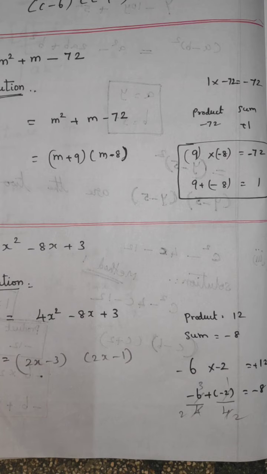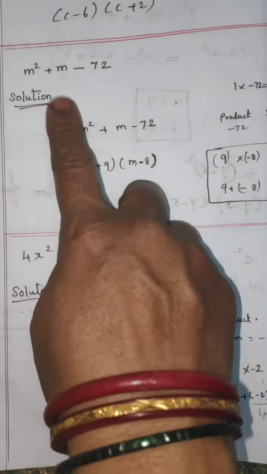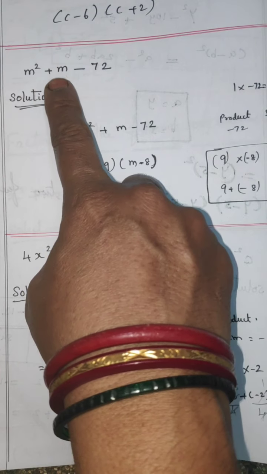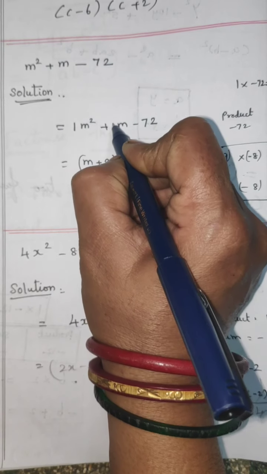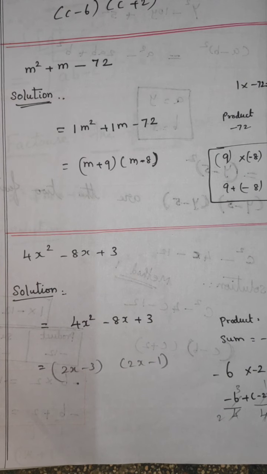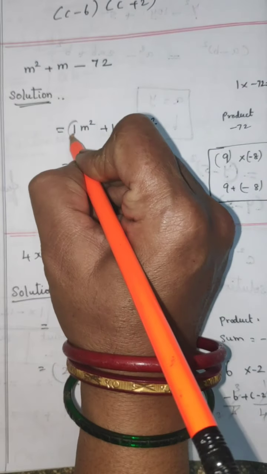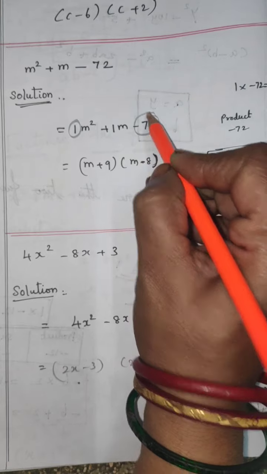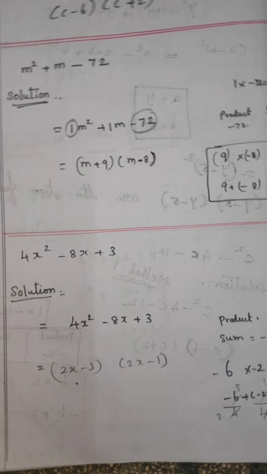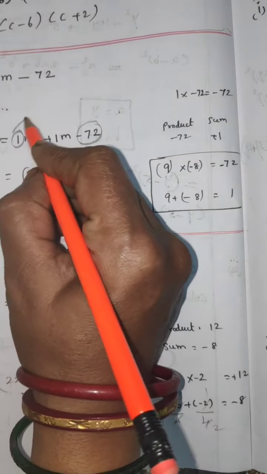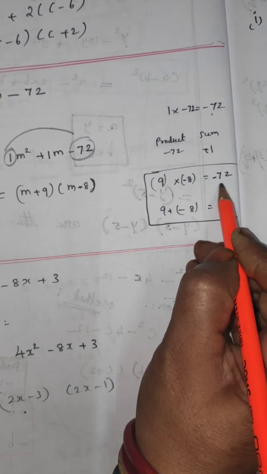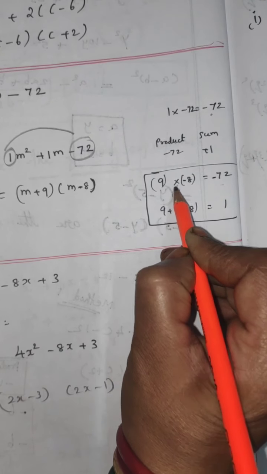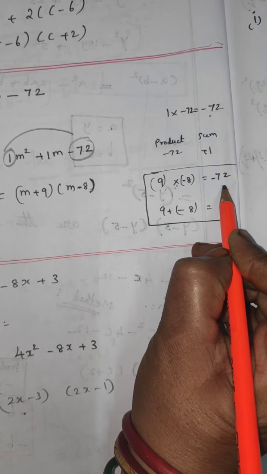Next sum: m squared plus m minus 72. If there is no number, you write 1. Now for the product of the numbers, which two numbers do we want? The first term, 1. For the last, third term, what is the number? Minus 72. So 1 into minus 72 equal to minus 72. For the product you get the answer equal to minus 72. Product meaning is into.